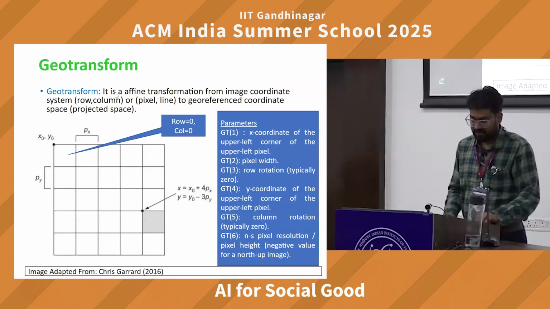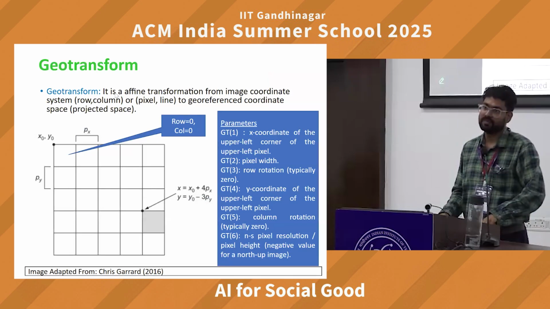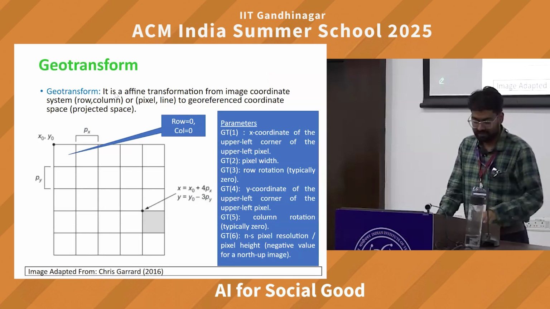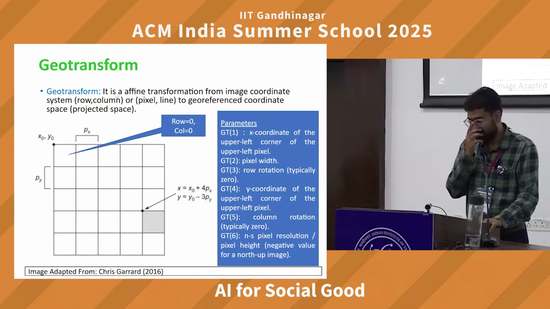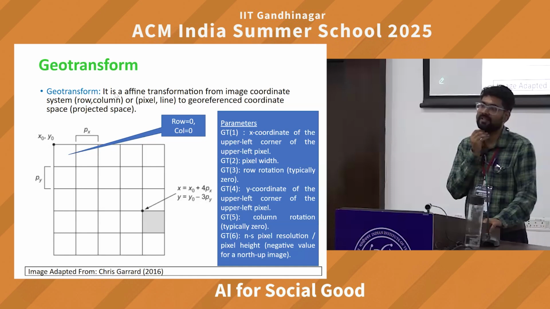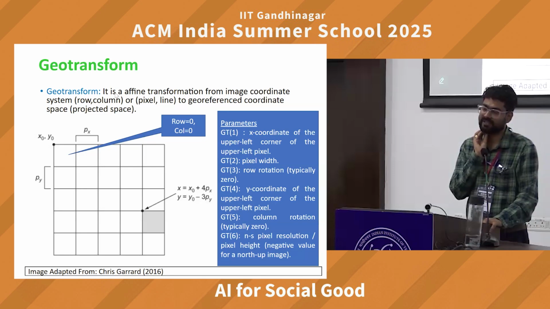Now the term is geotransform. Basically, geotransform is an affine transformation from the image coordinate system to the georeferenced coordinate system. And why is it used? Because once you capture an image from the satellite, it won't tell you which pixel belongs to what place. You have to explicitly tell the system, based on the geoprojection, what coordinate is linked to a particular pixel.